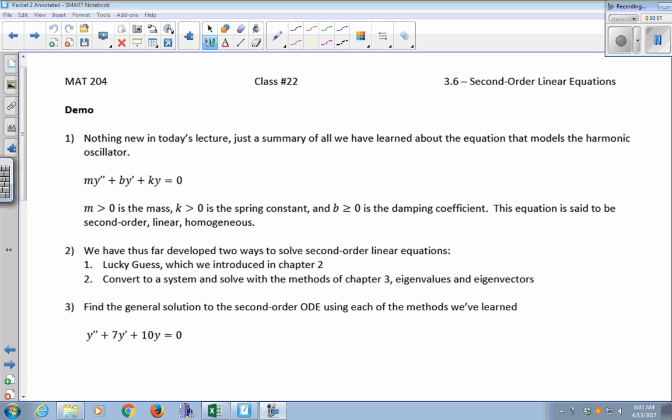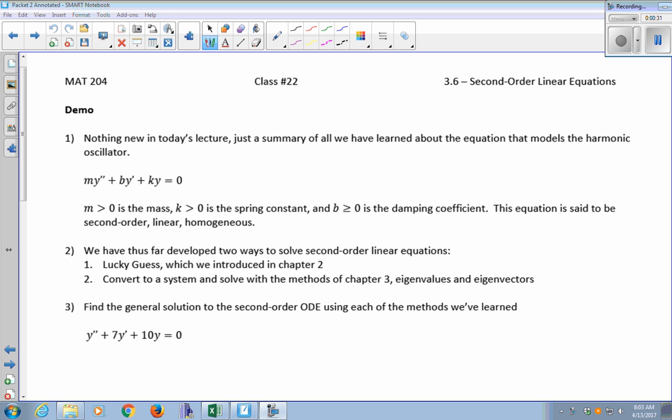Today's lecture is actually going to help solidify all the rest of chapter 3 that we've talked about. There's nothing new, it's just a summary about the equation that models the harmonic oscillator. So it was my'' + by' + ky = 0. m is the mass of the object on the spring. b is the damping coefficient, typically friction. k is the spring constant.